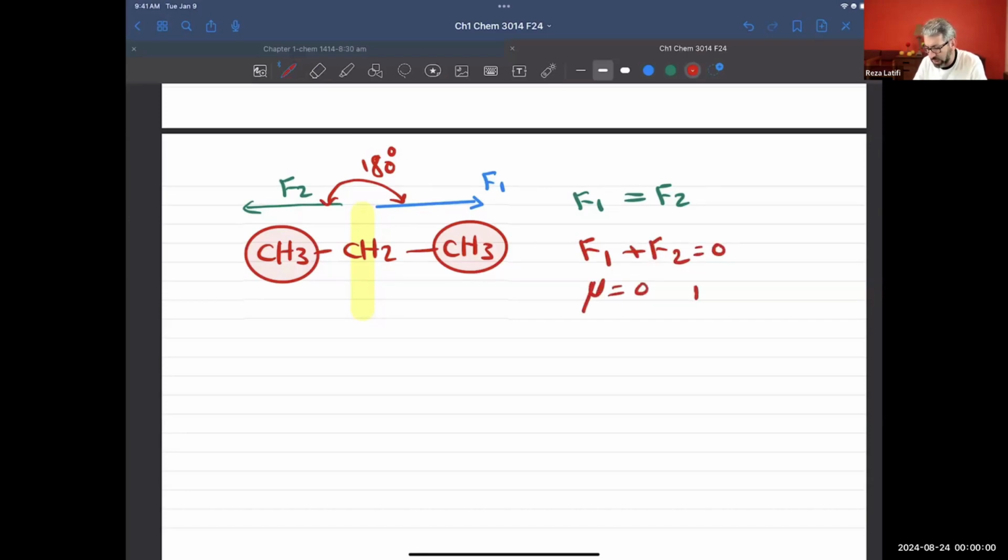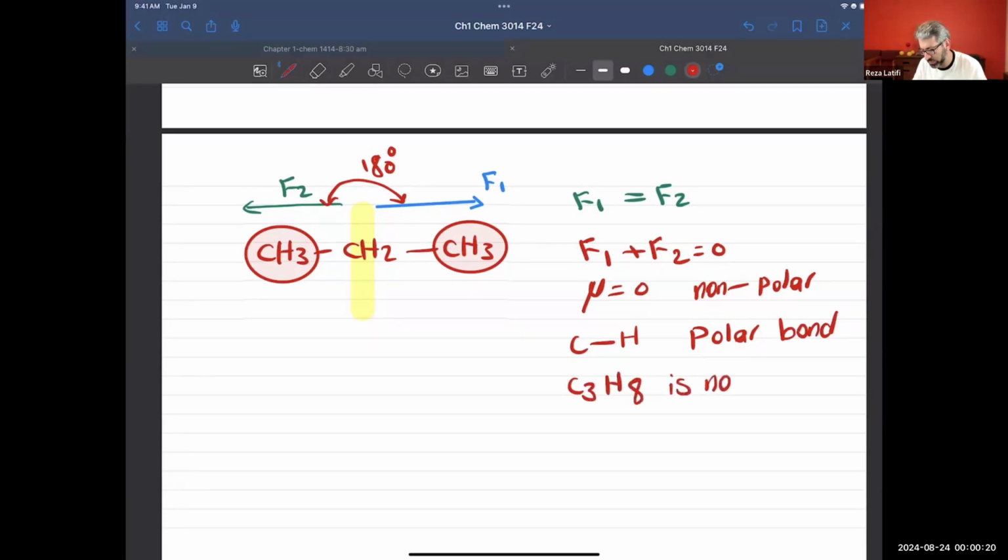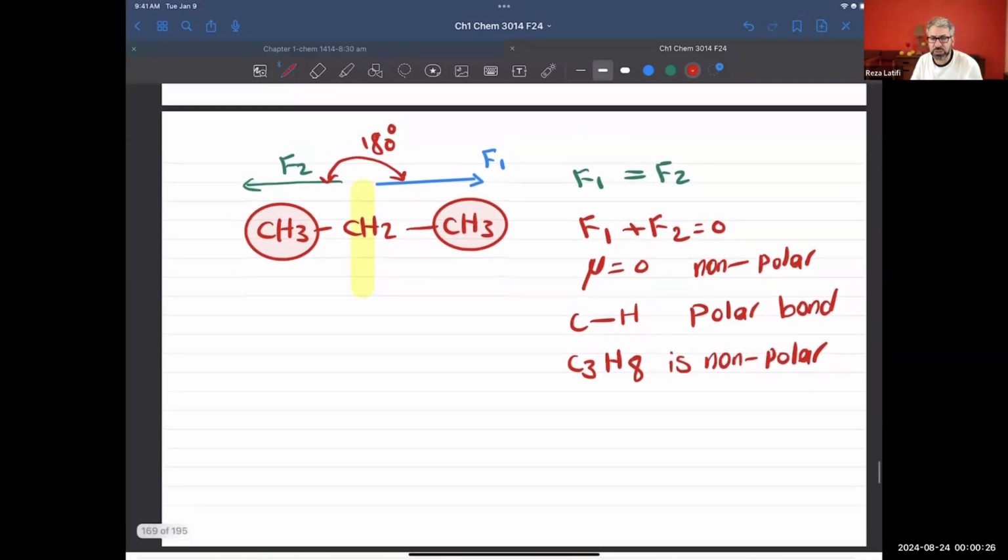So this molecule is non-polar. Remember, you do have a CH bond, and the CH bond is a polar bond, but the molecule C3H8 is non-polar. So the molecule is non-polar, but the molecule is all the time moving, and there is a chance that this molecule will collide with another molecule. And what will happen if you get a collision between them?